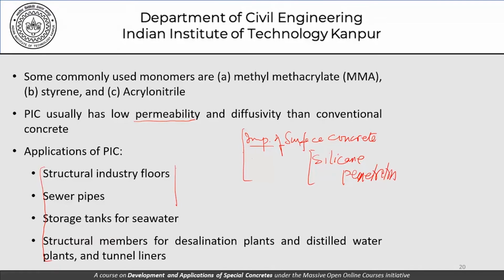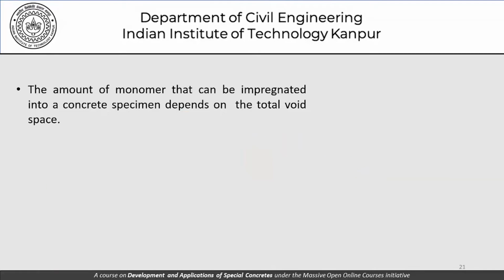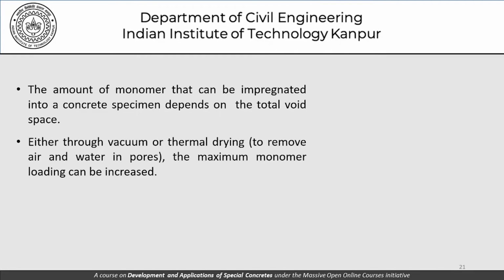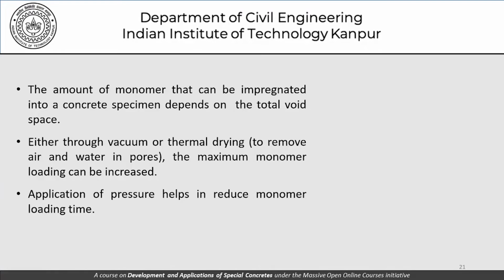The amount of monomer that can be impregnated into a concrete specimen or a concrete member depends on the total void space in the concrete. Either through vacuum or thermal drying to remove the air and water in pores, the maximum monomer loading can be increased. The application of pressure helps in reducing the monomer loading time. So instead of letting the monomers load naturally, we can apply some pressure and accelerate or facilitate the process of monomer penetration into hardened concrete.